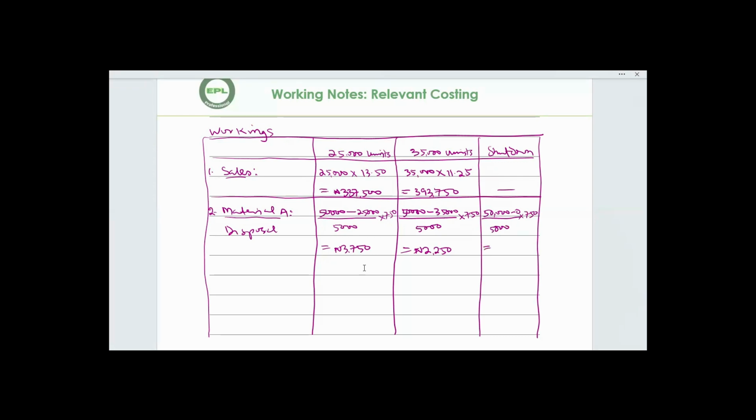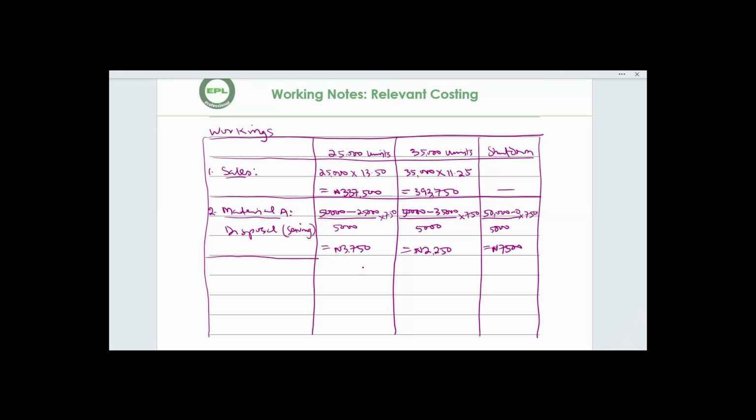Therefore, what do you have here? 50,000 divided by 5,000 multiplied by 750. 7,500 naira. So this is a saving. Okay, this is a saving. So I'm done with that.